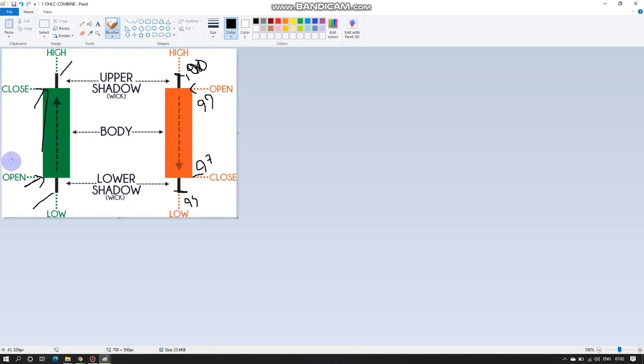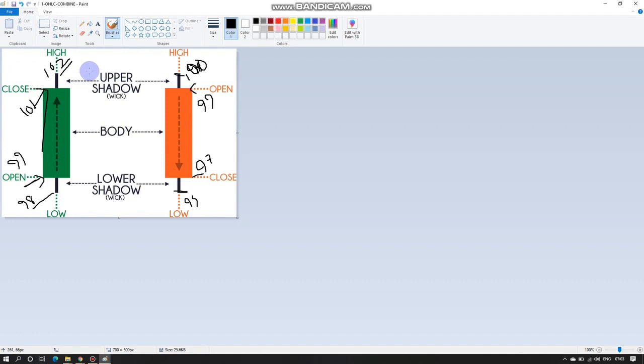Similarly, just look at the left side. It opened at 99, made a low of 98, and it made a high of, let's say, 102, and ultimately closed at 101. The closing price is greater than the opening price, which means that the stock is bullish. As a result, we get to see a green candle.